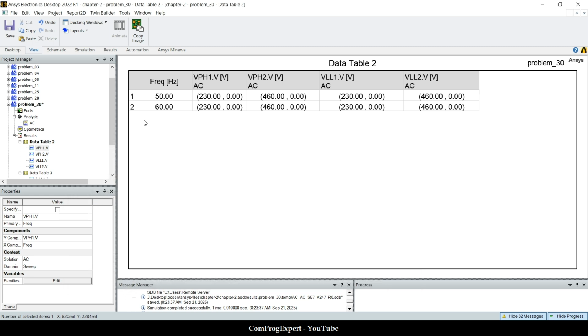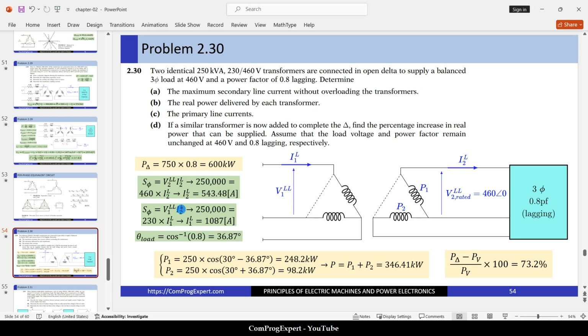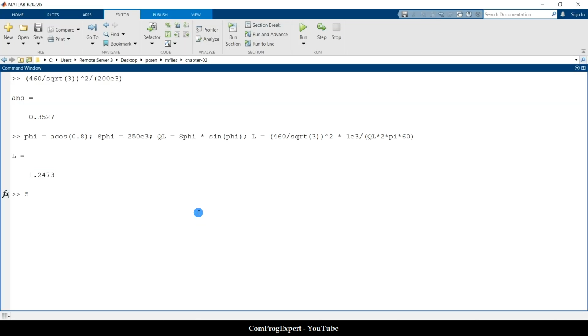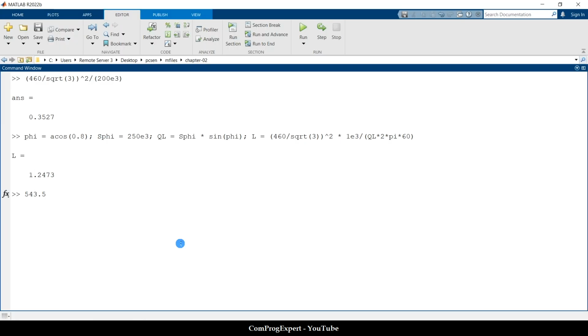Okay, anyway, not important. So why is the value of the line current 941 here? Yes, we calculated this current for the secondary. This is the value of the phase current when the transformer delivers the rated power. So 543.5 times SQRT of 3.